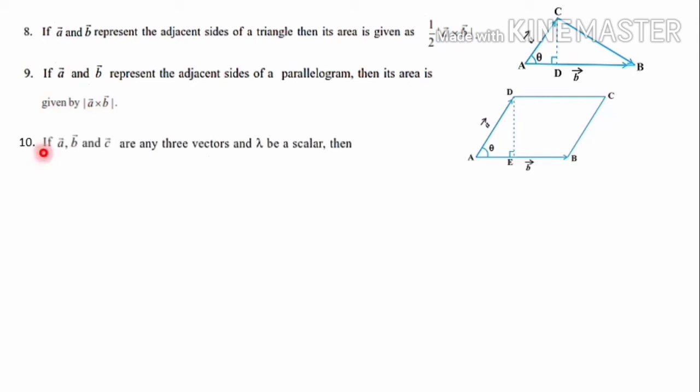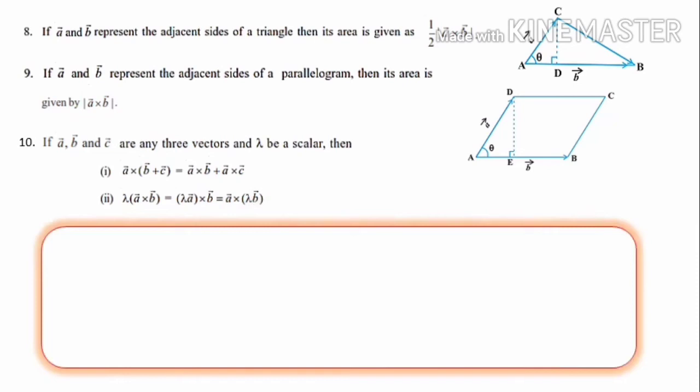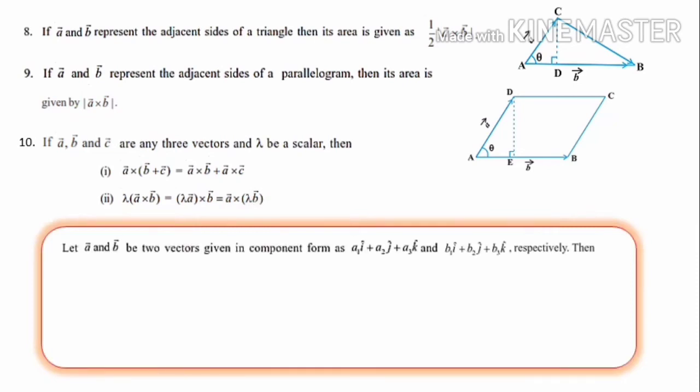Then next point is, if vector A, B and C are any three vectors and lambda be a scalar, then vector A cross vector B plus vector C is equal to vector A cross vector B plus vector A cross vector C. Next point is, lambda into vector A cross vector B is equal to lambda into vector A cross vector B is equal to vector A cross lambda into vector B. Next, there is a very important result we have to learn by heart.